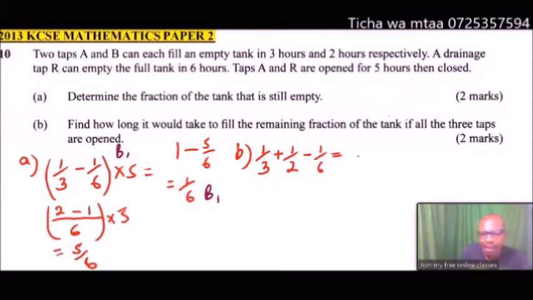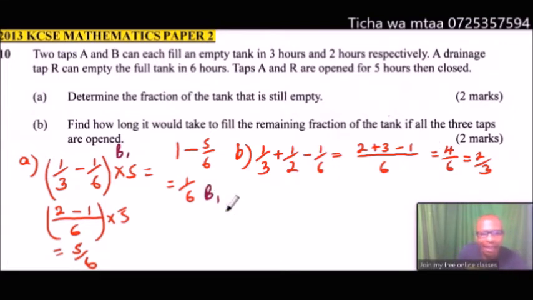We can compute that by getting the LCM, which is 6. You divide by 3, this will give you 2, plus 6 divided by 2 is 3, multiplied by 1, you get 3, minus 1. That will give you 5 minus 1 is 4/6, which is equal to 2/3. So 2/3 of the tank will be filled. That is the amount that will enter the tank.